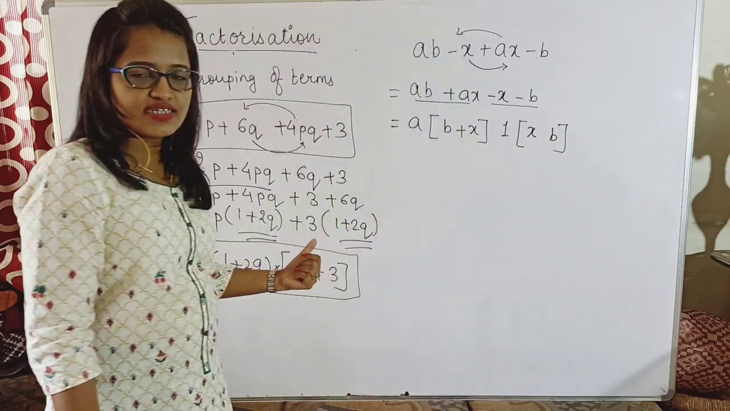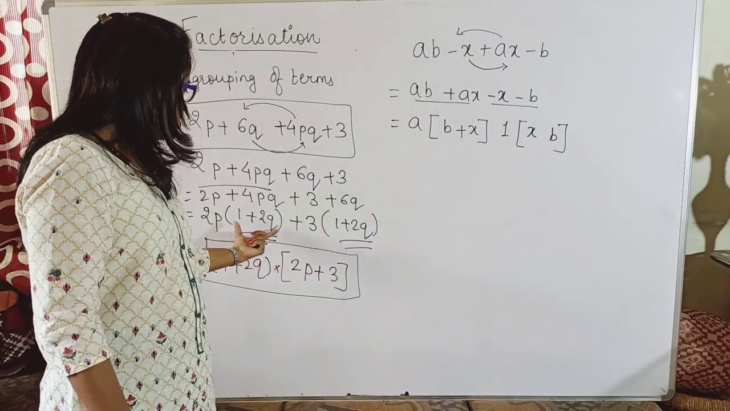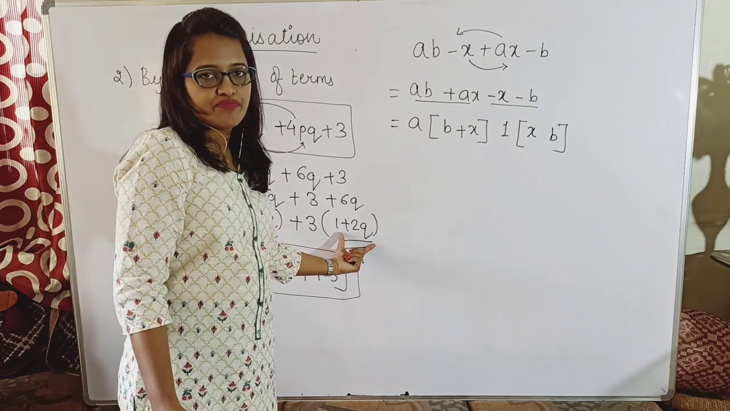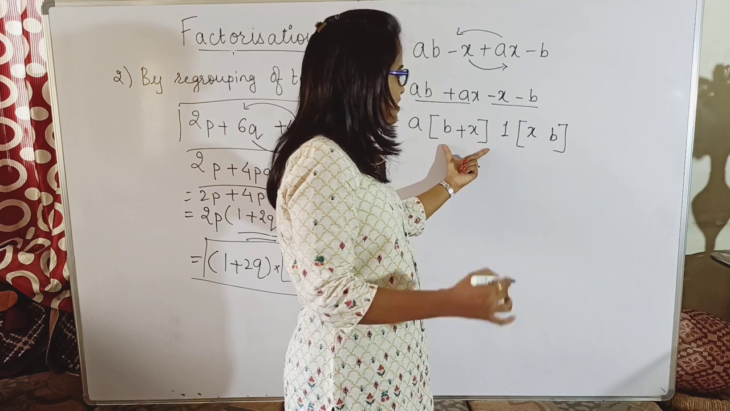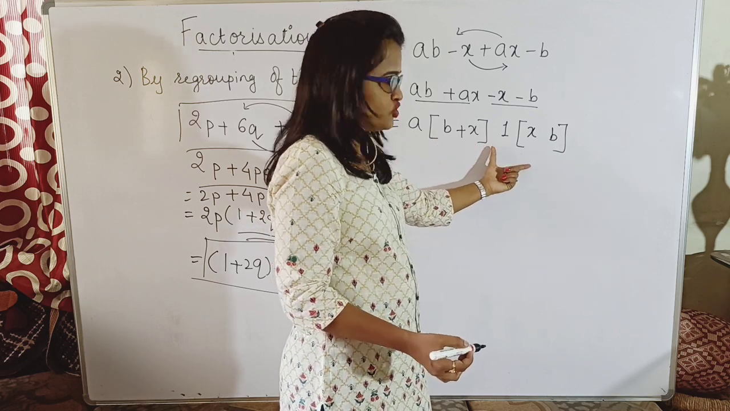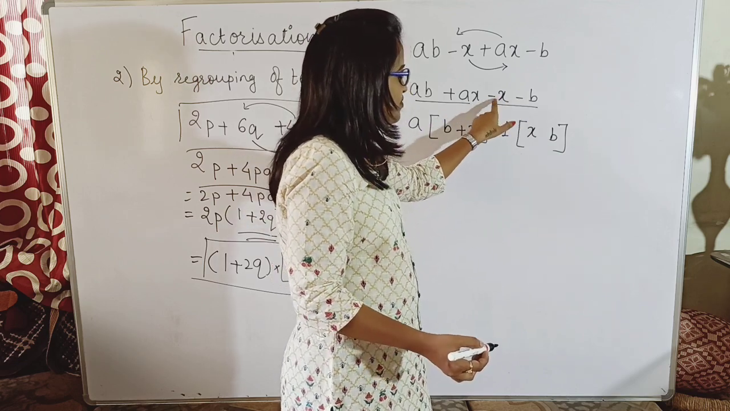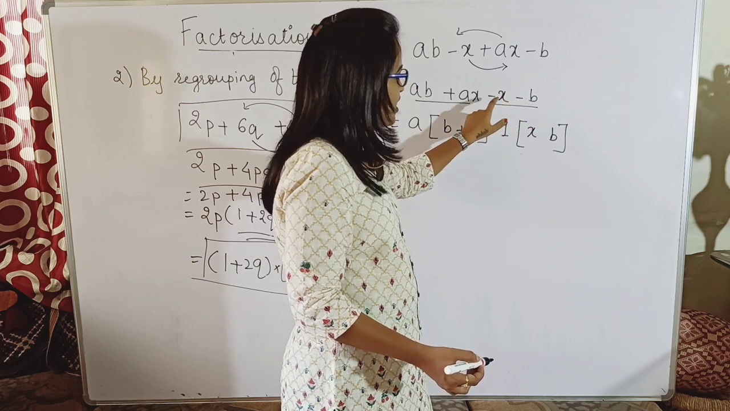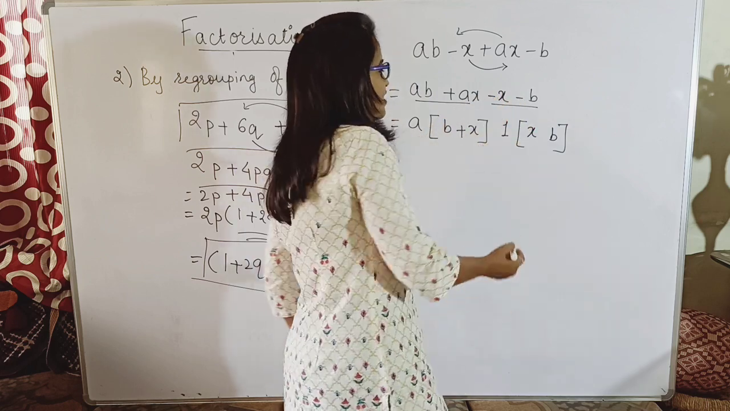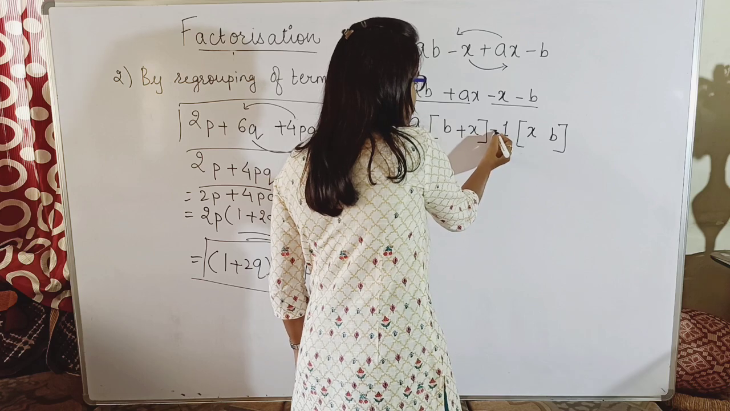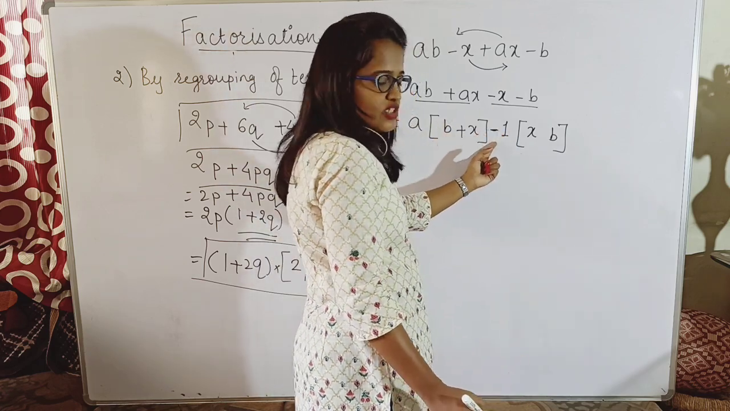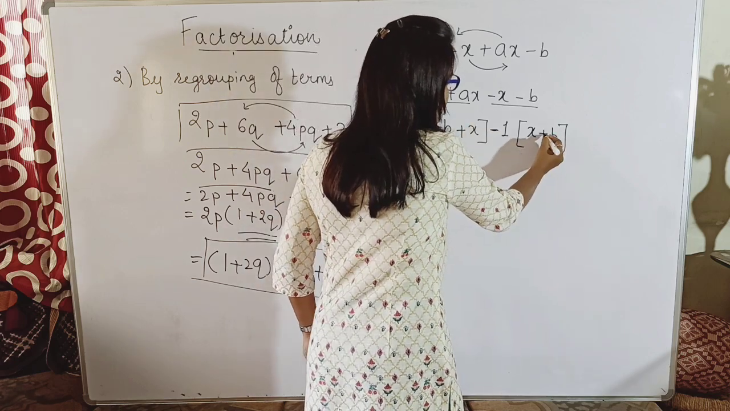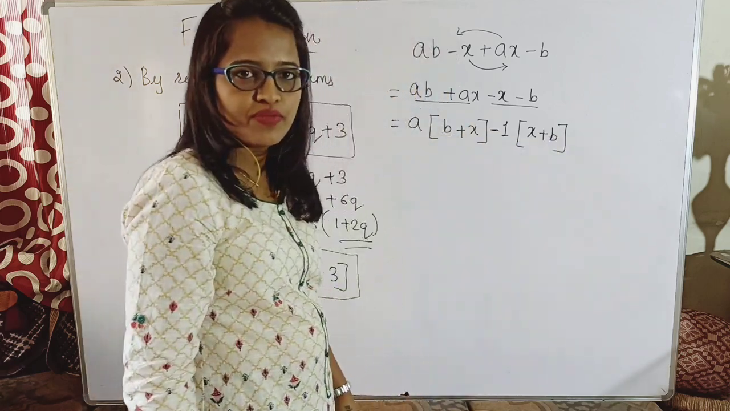Now just as I told you, the bracket should also be the same. What bracket did I get here? It is b plus x, which means x is positive and b is also positive. And here the signs of x and b both are negative. So if I want plus x in the bracket, what common should I take? I should take minus 1 as common, so that the minus sign is also taken as common. So in the bracket I will get x plus b.